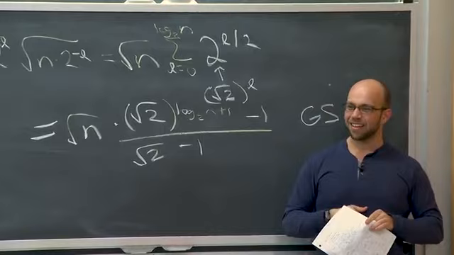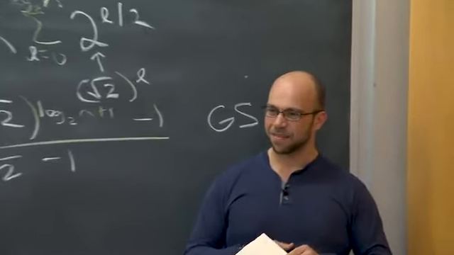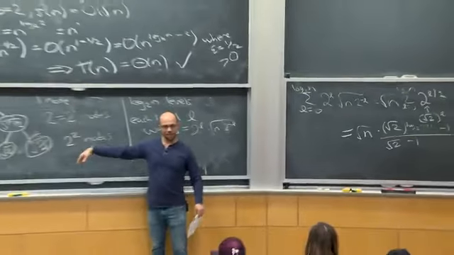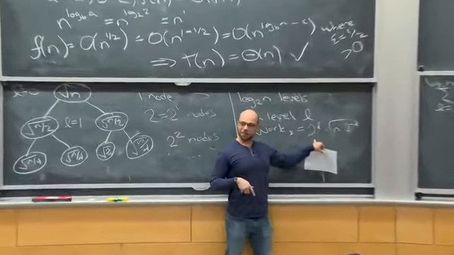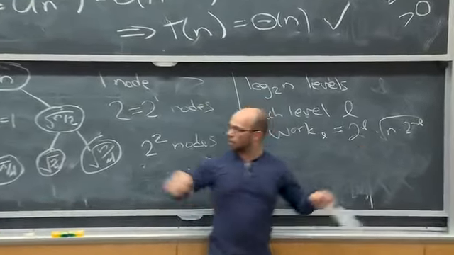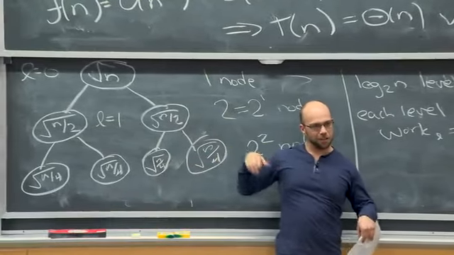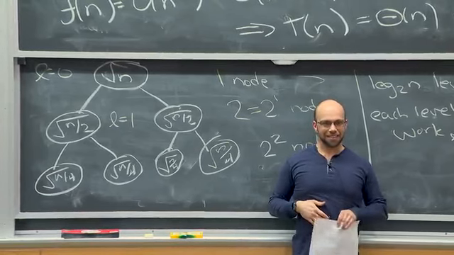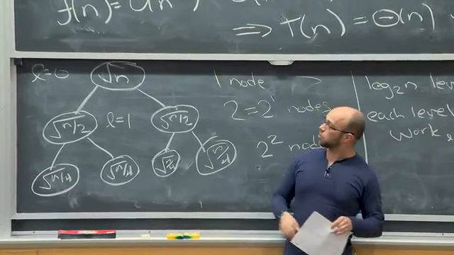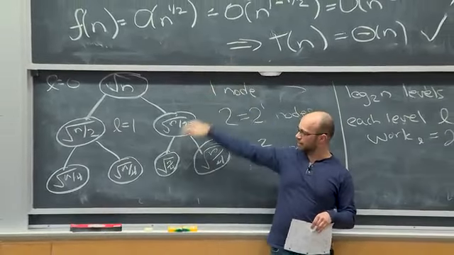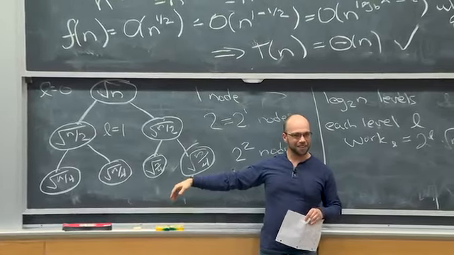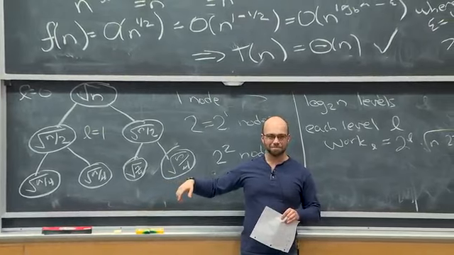Wait, why are we calculating the sum of this series? Because what we're trying to do is figure out the total amount of work in this tree, right? So what we've done so far, we know that a single level in this tree is this value. And now we have to sum over all the levels from 0 to log base 2 of n. Because we're trying to actually approximate, or at least bound, T of n. And T of n is the sum of all these values. Oh, OK. And theta of n is not a sufficient bound.